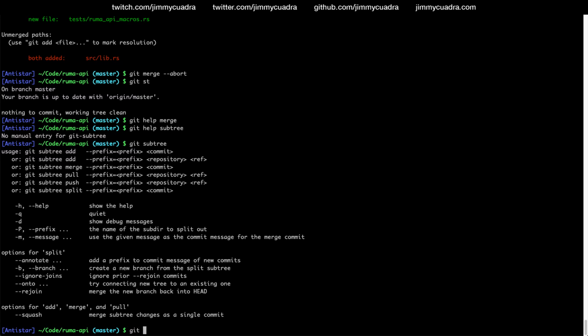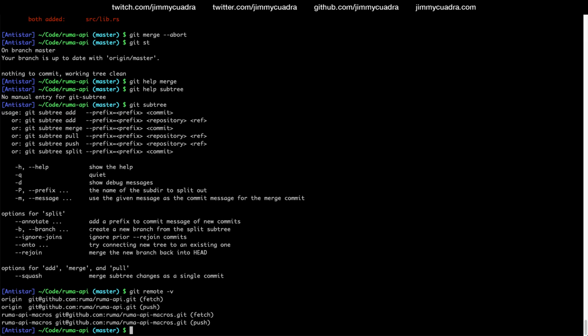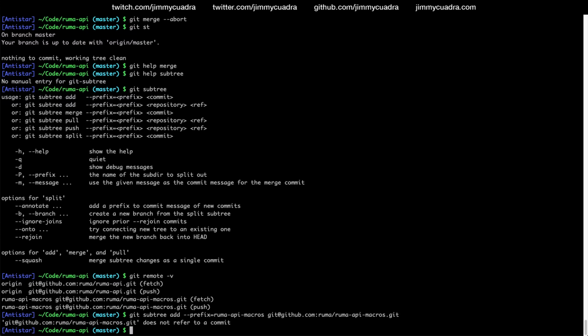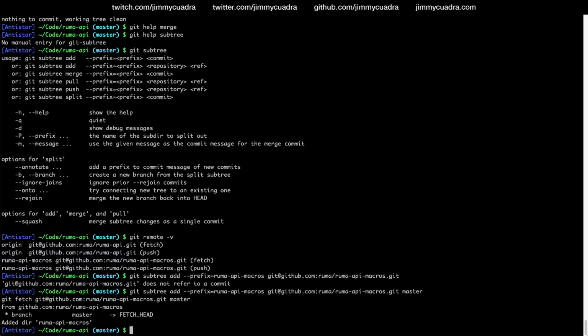Okay, so what I want to try here then is git subtree add, and at the prefix ruma-api-macros, and then the repository is git@github.com ruma-api-macros.git. Does not refer to a commit. So maybe the ref needs to be master. Aha! There we go. So only if you specify a ref does it recognize the first argument as a repository.